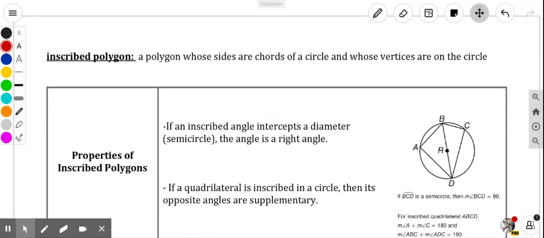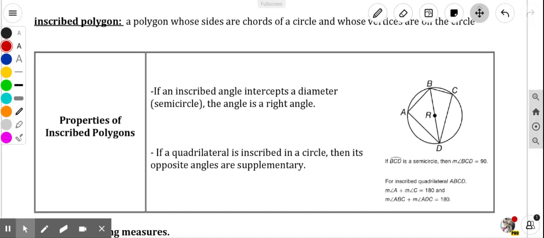Next, we have another definition. It's called an inscribed polygon. So an inscribed polygon is basically a polygon that has all of its sides all inside the circle. All of its vertices of the polygon are inscribed angles. So if you take a look at this picture here, just to show you an example of an inscribed polygon, polygon ABCD would be an inscribed polygon. All 4 vertices are on the circle and all of the sides are chords.